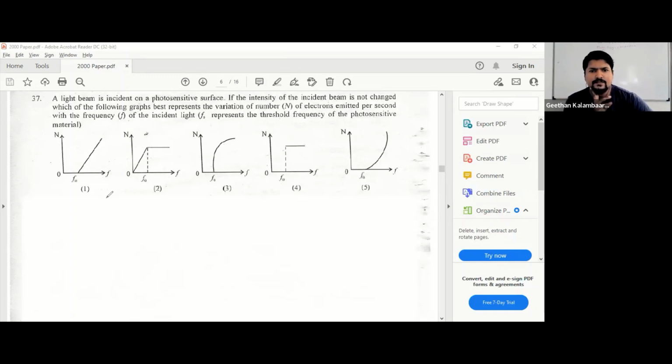If the intensity of the incident beam is not changed, intensity of the incident beam will not change in that. Which of the following graphs best represent the variation of number with the frequency f of incident light? Say f naught represents the threshold frequency of the photosensitive material.